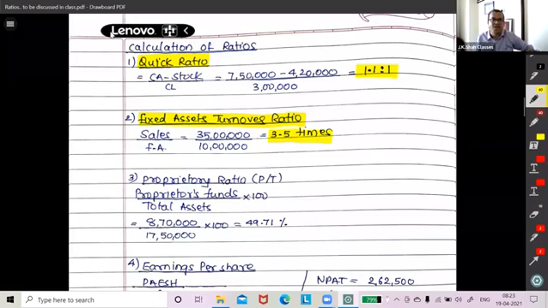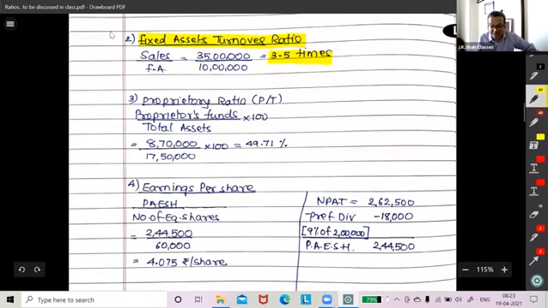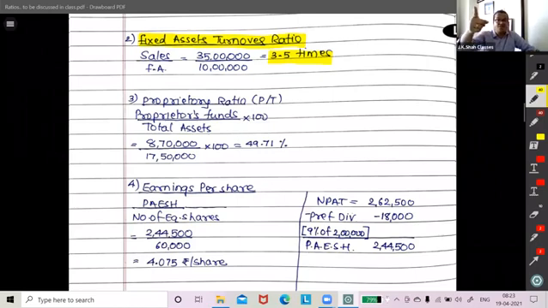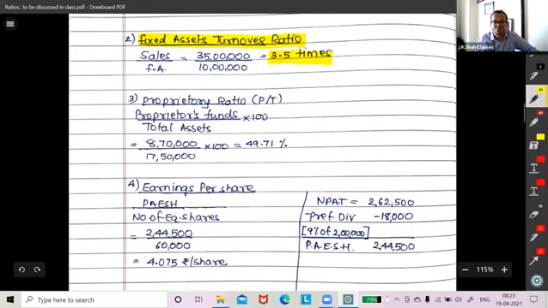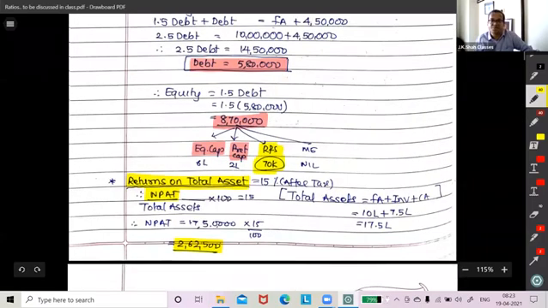Next one, we have to calculate the proprietary ratio. So proprietary ratio is proprietors funds upon total assets. Proprietors fund is 8,70,000. We calculated the equity now. People say, sir, but this is the equity. We want the proprietors fund. So for all those people, I remind you of the short name EPSON.